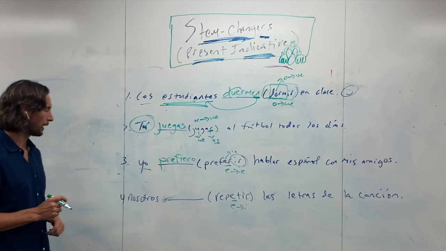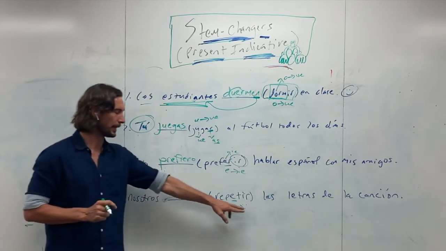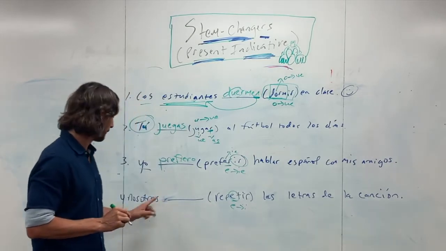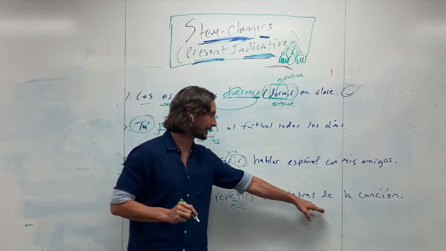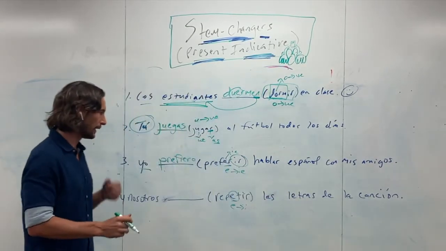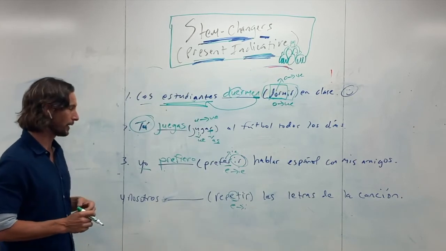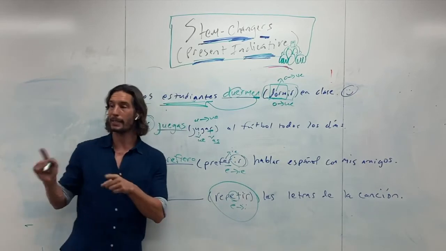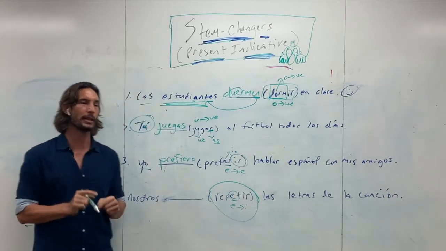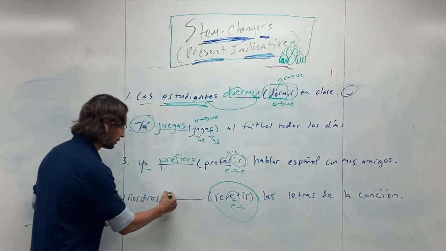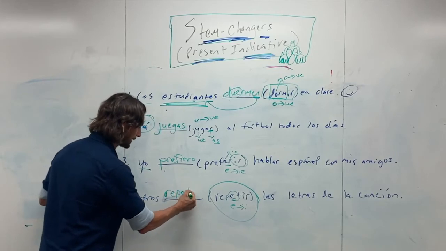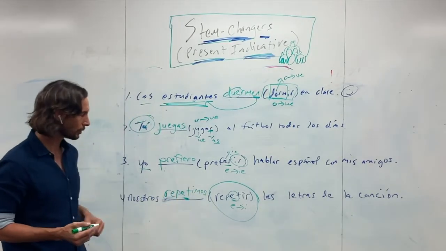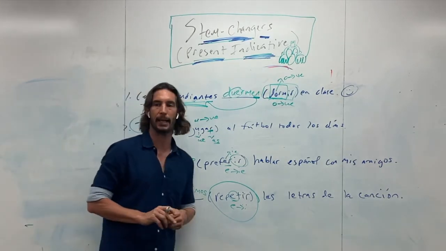And number 4 here, we've got nosotros and repetir, right? Again, this is going to become an I. So let's see what that looks like. Nosotros repetir las letras de la canción, so we repeat the lyrics of the song. And so again, this is nosotros, so it'll be outside the boot. And so we don't need to stem change here. So we just do nosotros repetimos, right? Again, no stem change. Nosotros repetimos las letras de la canción.